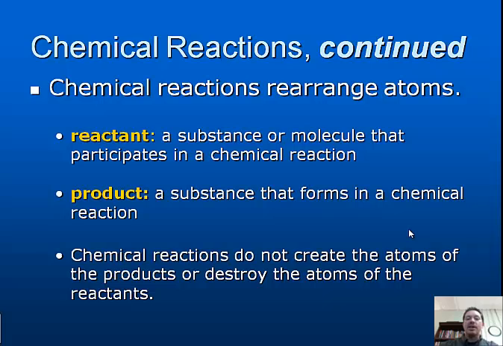So we can say that chemical reactions do not create atoms of the products or destroy the atoms of the reactants. So back to this previous sentence here, we're just taking what we are reacting, or reactants here, we're just rearranging how those are arranged to form the products.